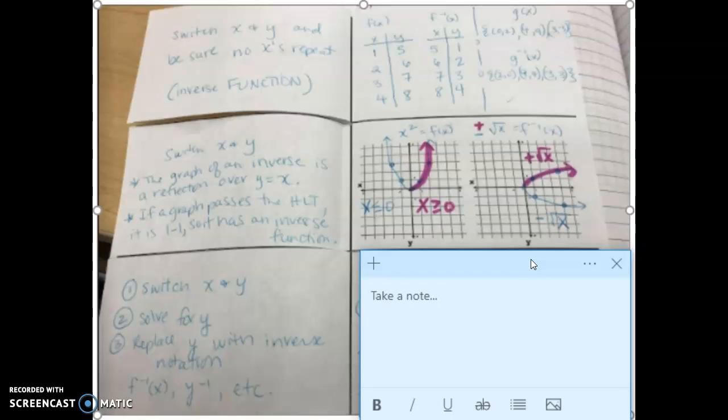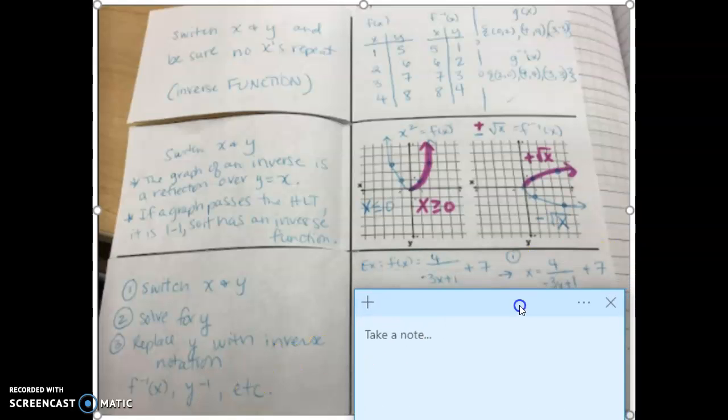So the first thing you would do is switch x and y. The second step is to solve for y. And the third step is to replace y with the inverse notation, which in this case is either f inverse of x, y inverse, etc. You can use any letter in place of f or y. So it looks like it has this little exponent of -1, but that's not what we call it. It's not an exponent. It doesn't represent that. We call this f inverse of x and y inverse.